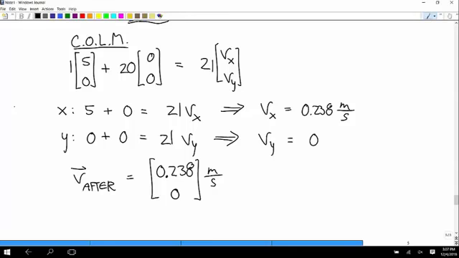But yes, from the x equation here, it's 5 divided by 21. Is that wrong? That's 21 divided by 5.